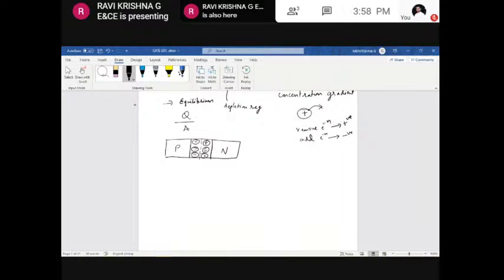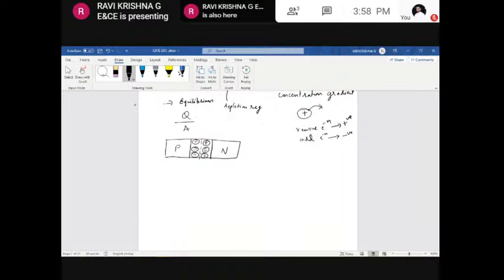By charge neutrality, whatever amount of charge is present on this side should be equal to this side. Otherwise, further movement of the electrons or the holes, that is, further movement of the majority charge carriers, is not going to be possible. In simple terms, the charge neutrality should be maintained here. The density of the ions here should be equal to the number of ions on the other side, so the charge is the same on both sides.